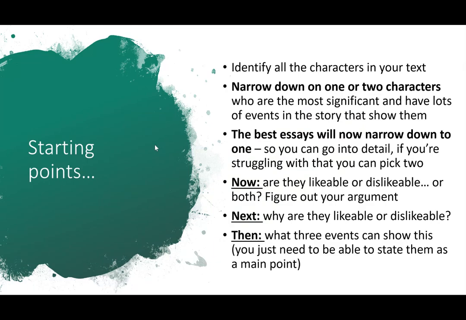So the first thing that you need to do is start with a little brainstorm. So can you identify all the characters in your text? Start with that. Put them down, get them on paper. Then what you want to do is narrow down to 1 or 2 characters who are the most significant. The easiest way to figure that out is what kind of impact do they have?